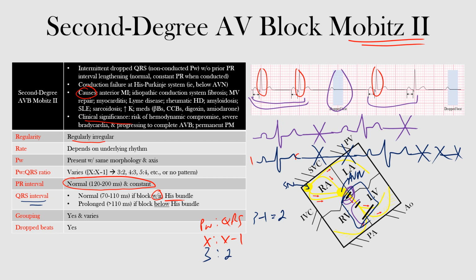All right. Well, that's the end of this lecture. We discussed second-degree AV block Mobitz type 2, including its mechanism, EKG features, potential causes, and clinical significance. I hope you learned something.